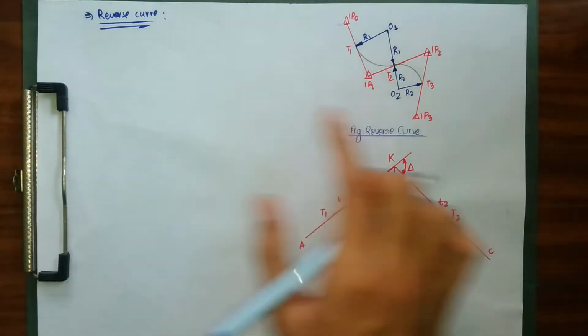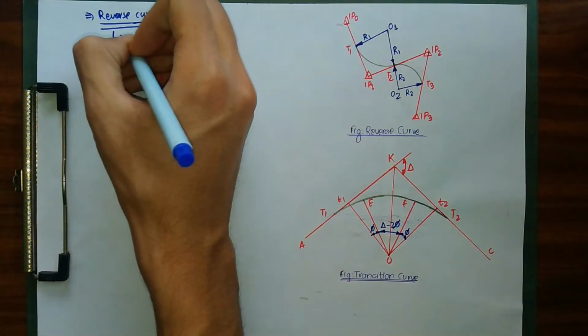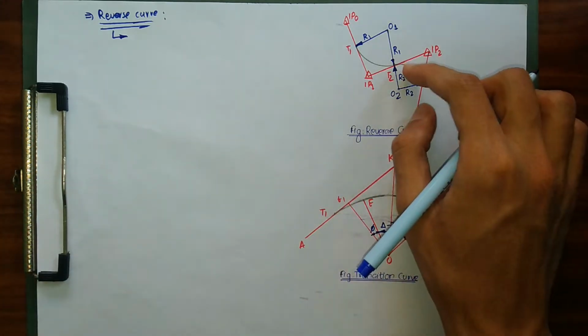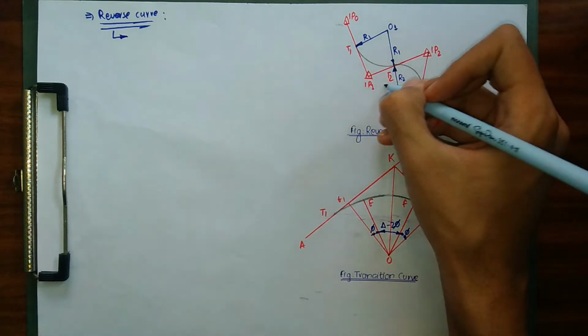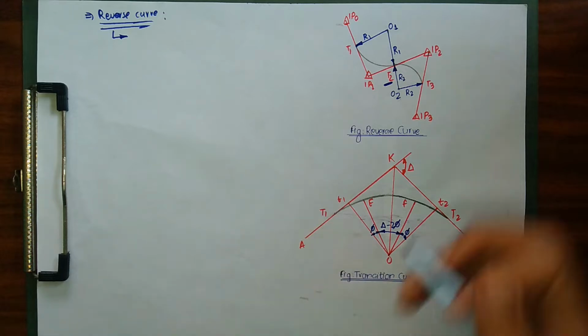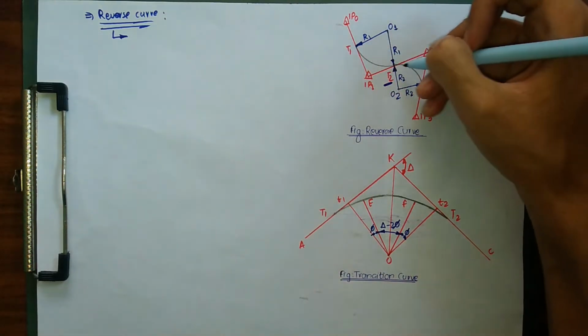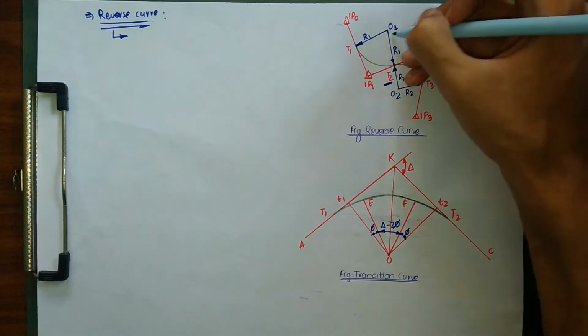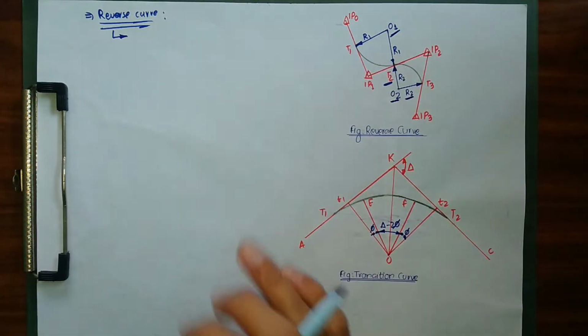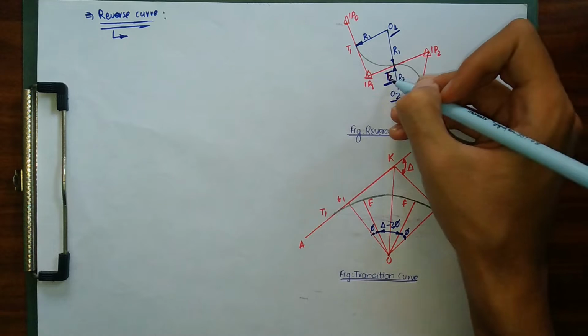As you can see here, a reverse curve is quite similar to our compound curve, but there is only one difference between them: a reverse curve does not have the centers on the same side of the common tangent point. Just as in our compound curve, it also has two arcs of different circles. One has center O1 and radius r1, while the other has center O2 and radius r2, and they also have a common tangent point T2.